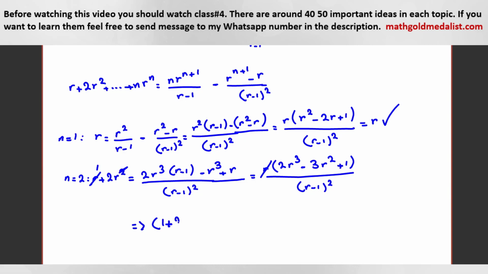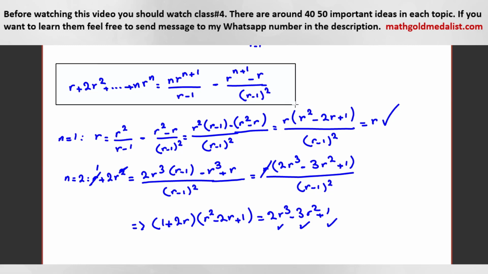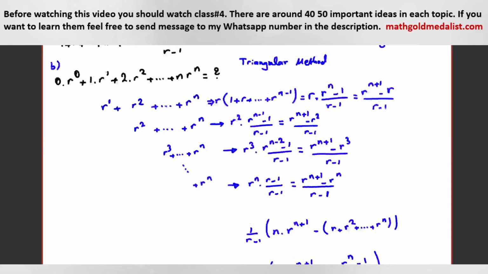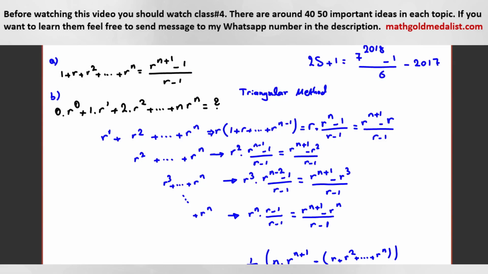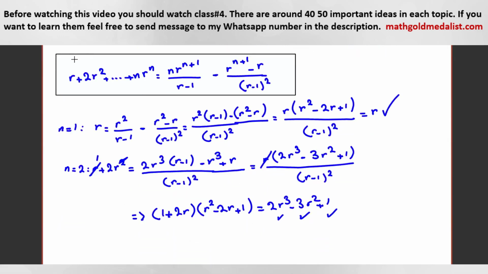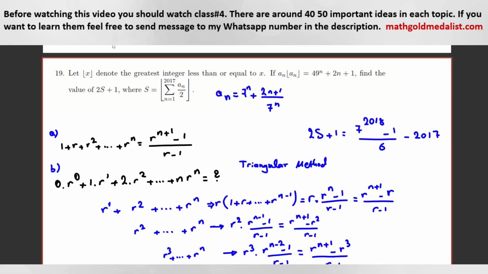So we want to prove 1 plus 2r times r squared minus 2r plus 1 equals 2r cubed minus 3r squared plus 1 if we cross multiply, right? So if we check coefficients, 2r cubed plus 2r squared minus 4r squared minus 3r squared, for r it will be okay and it will be 1. Okay, so we have this. You can memorize, but the most important part is this part. So now that we have this, let's calculate the thing that the problem wants, and then we will apply that.